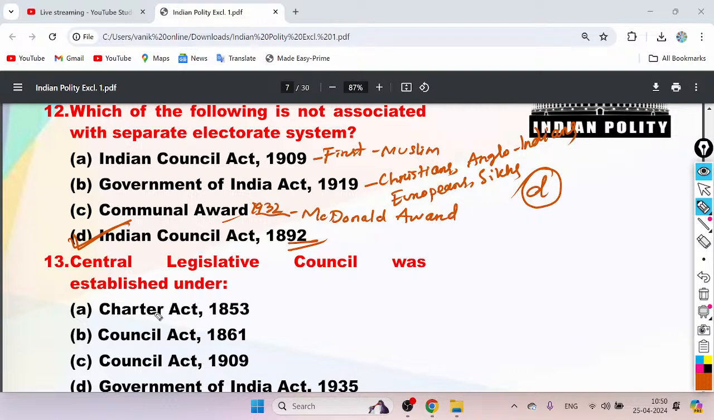Okay. Next, the Central Legislative Council was established under Charter Act 1853. Answer A. Under this act, the Governor General's legislative and executive powers were separated, and a Central Legislative Council was established.